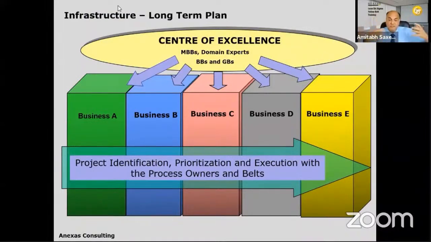So when you are implementing Lean and Six Sigma, you choose projects. Now, what is the definition of a project? The definition of a project is that it has a starting point and an end point. It doesn't exist after some time. It is a one-time activity. So what you do is convert the improvement opportunities, whatever you want to improve in your organization, into a project.